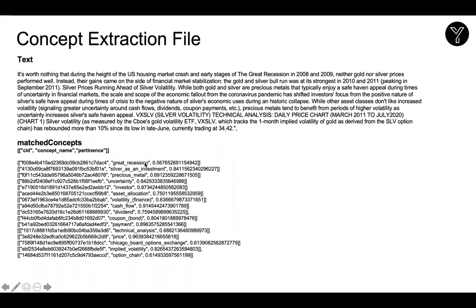So the concepts here, we can see we've got everything from single word concepts like uncertainty and investor, to double word concepts like Great Recession and precious metal, and even things like silver as an investment and Chicago Board Options Exchange. And all of those concepts have a definition associated with them. And you can see here, we have on the left, the concept ID for disambiguation. Then you have the term itself, the word or group of words, and then you have the score.